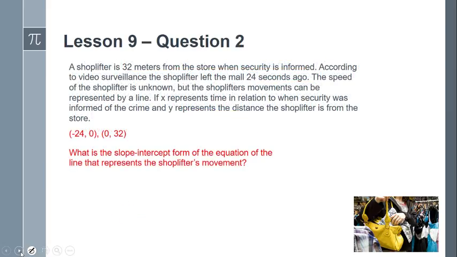Okay, so question 2 asks, now that we know what the x and y intercepts are, what is the slope-intercept form of the equation of a line that represents that movement? So remember, the slope-intercept form is y equals mx plus b. In order to figure this out, we need 2 pieces of information. We need to know the slope, and then we need to know the y-intercept. Well, luckily, we already have the y-intercept. We just figured that out in the last problem. So we know that the y-intercept, that's when x is 0, is 32. So we already know that this b in our equation is 32. So we got half of what we need.